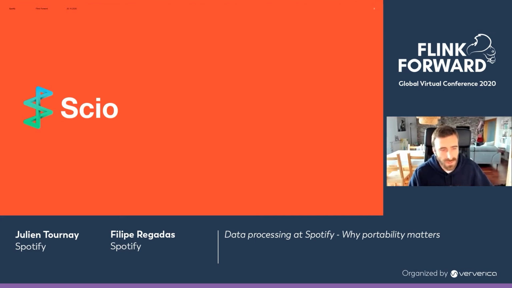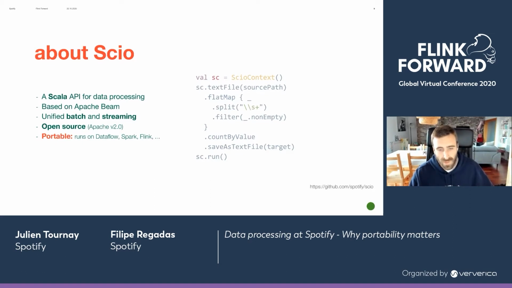Yeah, so for data processing at Spotify, we use Scio. Scio is a Scala API based on Apache Beam that lets you create batch and streaming pipelines that can run on any execution engine like Dataflow, Spark, Flink. Because it's based on Scala, we can actually leverage a lot of its features to allow users to make idiomatic, concise, and type-safe jobs without compromising their productivity.